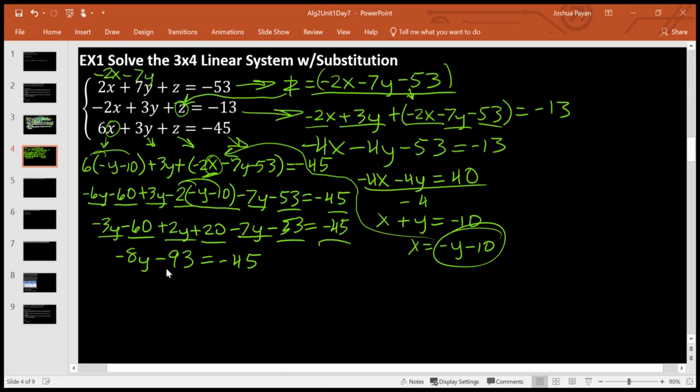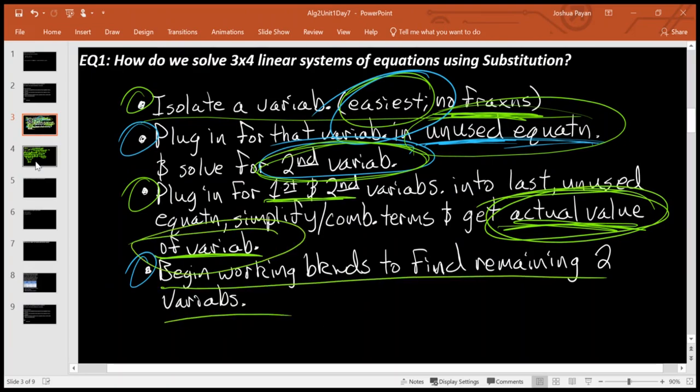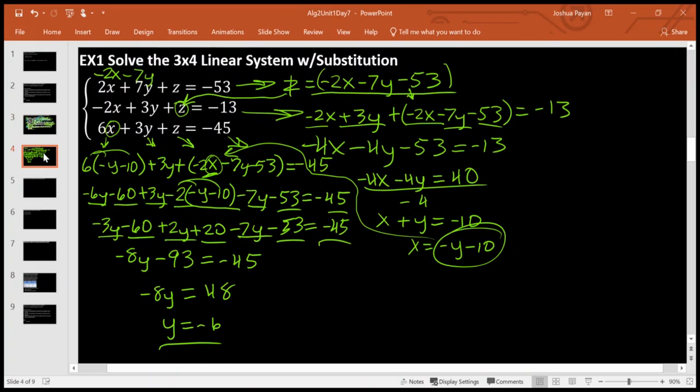So last thing I'm going to do, I'm going to add 93 to both sides. That's going to give me 48 over here. And then I'm going to divide by negative 8. Y is equal to negative 6. So now I have found an actual value of a variable. So what I'm going to do here is begin working backwards to find the last two. And you can see this is a little bit insane.